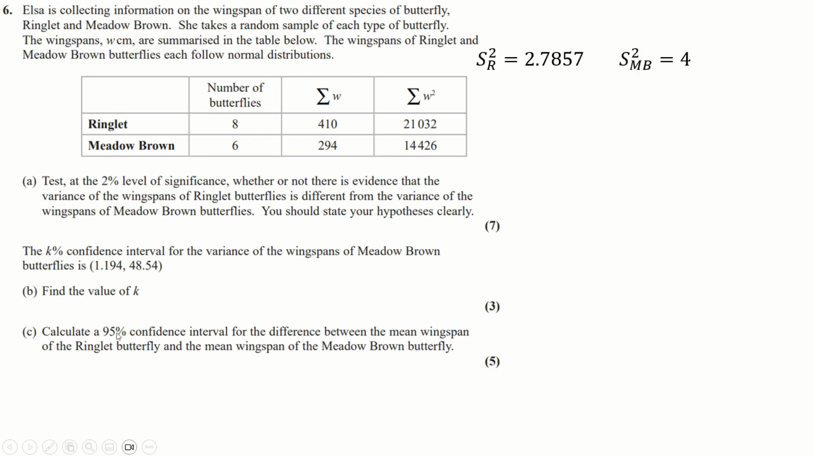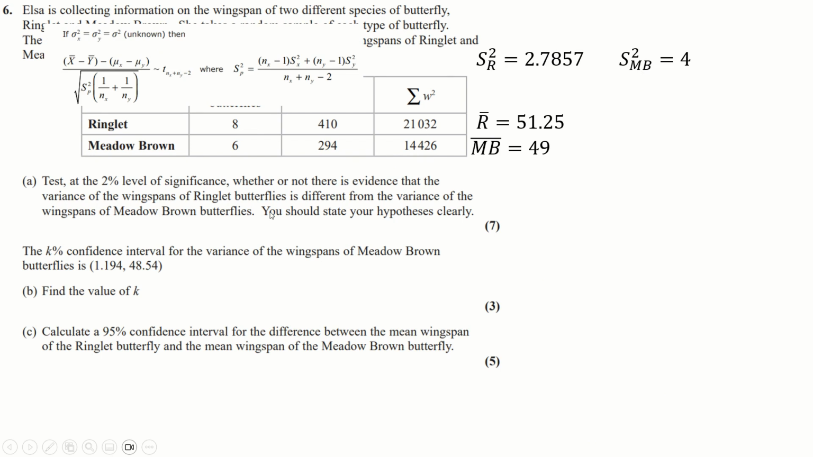Anyway, calculate a 95% confidence interval for the difference between the mean wingspan. So I've still got my estimators up here, which we're going to need. We are also going to need the means, which of course is just this over this and this over this of each sample. So that's fine. And what we're going to do here, again, just from the formula book, I try and paste everything from the formula book into this work here, just to make it very clear that you can find this stuff.